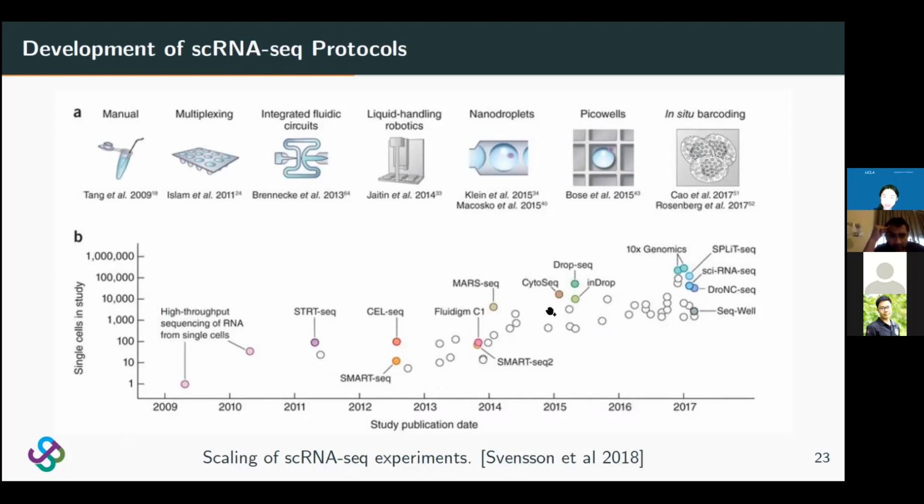And as the technologies improve, the newer technologies can sequence more cells in one experiment, but there is no free lunch. So usually for the technologies that can sequence more cells, they sequence each cell in a more shallow way compared to technologies that can sequence fewer cells, but can sequence each cell in a deeper way. So there's a trade-off between the depth and the breadth of the measurements.